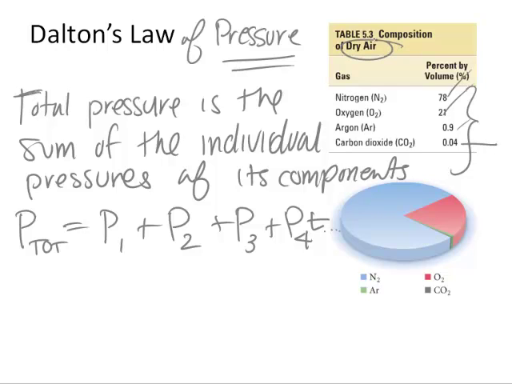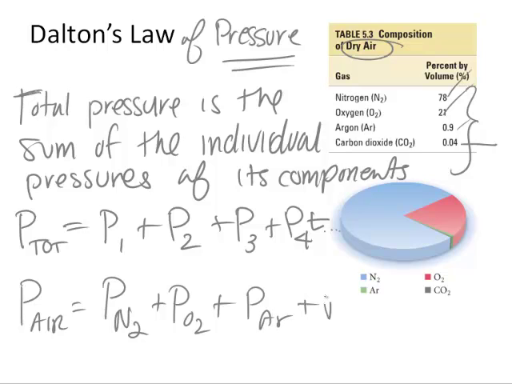Now notice this, we're leaving out water. This is composition of dry air, because the amount of water in the atmosphere can vary from region to region and day to day. But if we wanted to calculate the pressure of air, it would just be the sum of the partial pressures: pressure of nitrogen plus the pressure of oxygen, plus the pressure of argon, plus the pressure of CO2. And again, those are the major components. There are minute traces of various other gases, but we could calculate the total pressure of air primarily based on these 4.